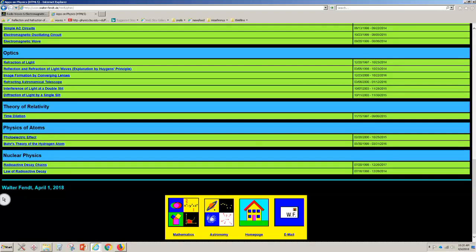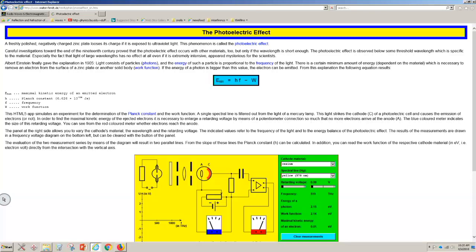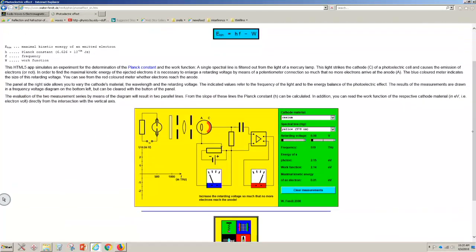This is a nice website with many interesting applets. This is the applet for the photoelectric effect. You can choose different wavelengths of light. Like right now it says yellow, and it shines on cesium, and let's replace it with sodium. Did you see what happened? Let's do it one more time. Cesium, sodium, cesium, sodium.